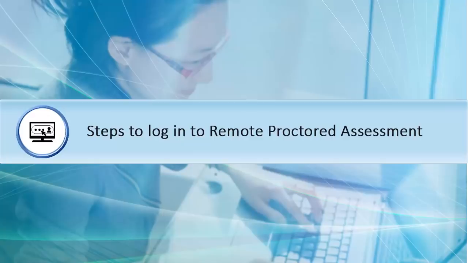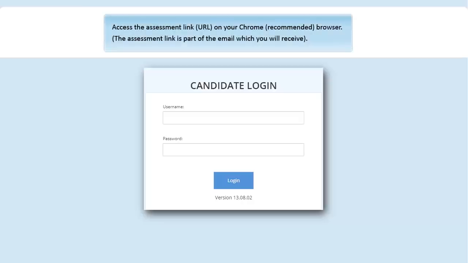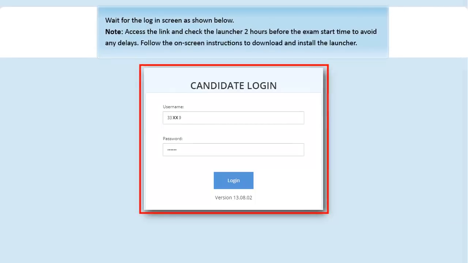Steps to log into the remote proctored assessment. Access the assessment link on your Chrome recommended browser. The assessment link is part of the email which you will receive. Wait for the login screen as shown below. Note, access the link and check the launcher 2 hours before the exam start time to avoid any delays. Follow the on-screen instructions to download and install the launcher.